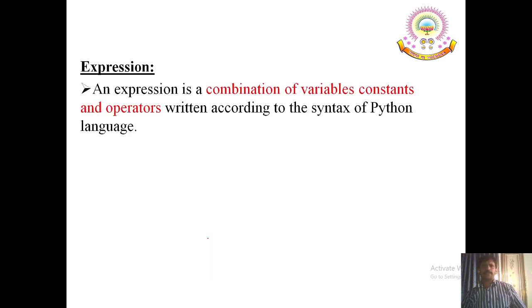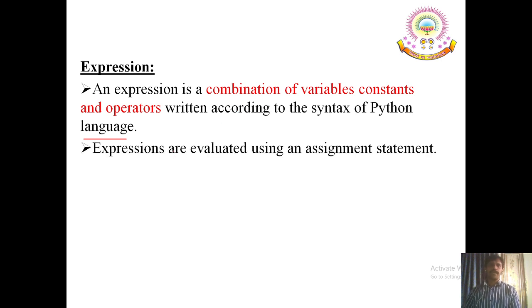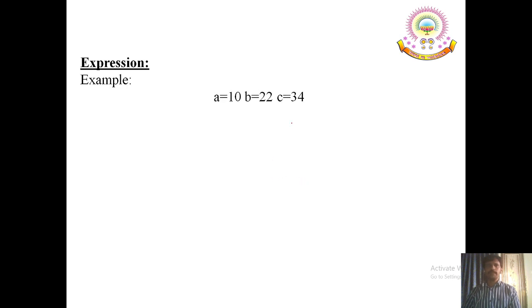We know what an expression is already. Let us see them in detail, in brief. An expression is a combination of variables, constants and operators written according to the syntax of the Python language. In Python, an expression is a combination of variables, constants and operators, as we have seen earlier. Expressions are evaluated using the assignment statement: variable is equal to expression. Example, a equal to 10 is an assignment, b equal to 22 is an assignment, c equal to 34 is an assignment. See, x is equal to a into b plus c.